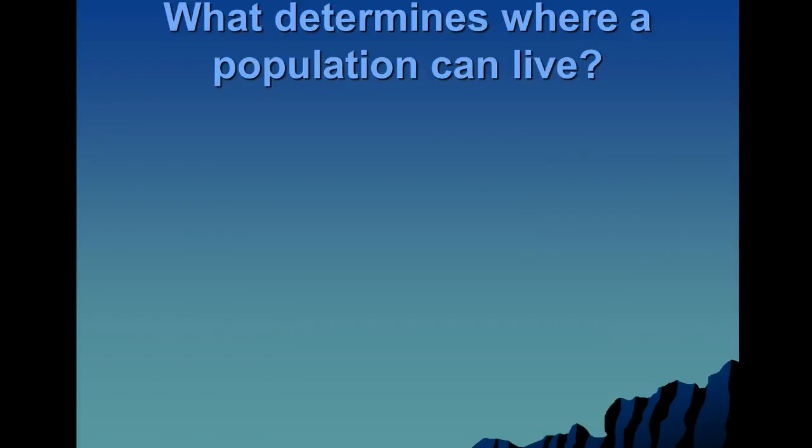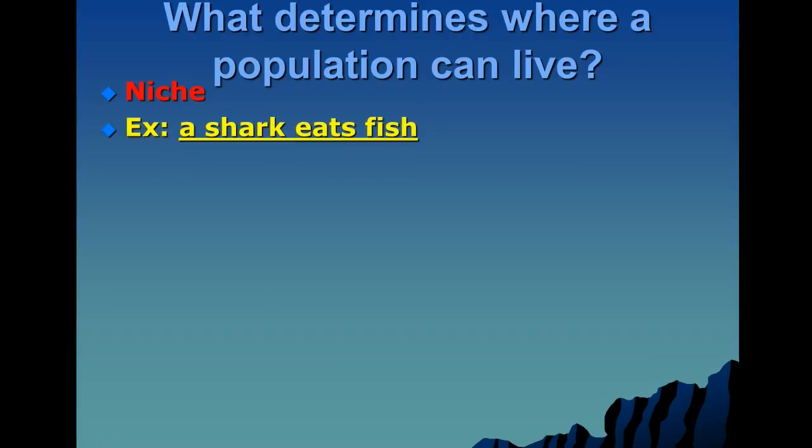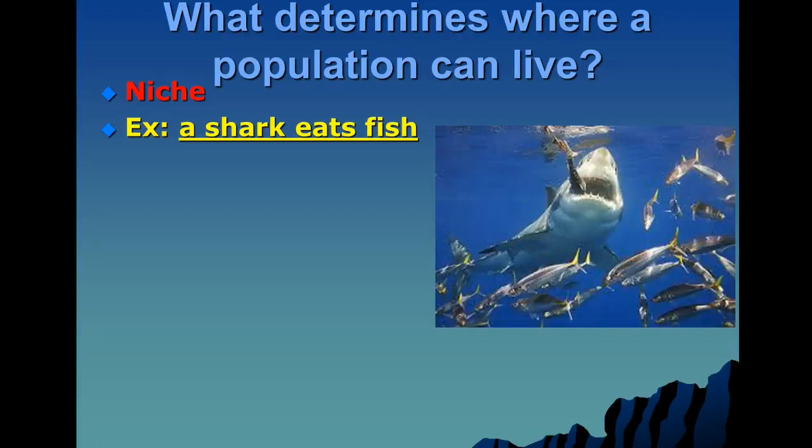However, an ecosystem is an awfully big place. So what determines where a population can live? A niche is an organism's role in its environment. A niche, for example, would be a shark eating fish. That's its role. Its job is to eat fish.